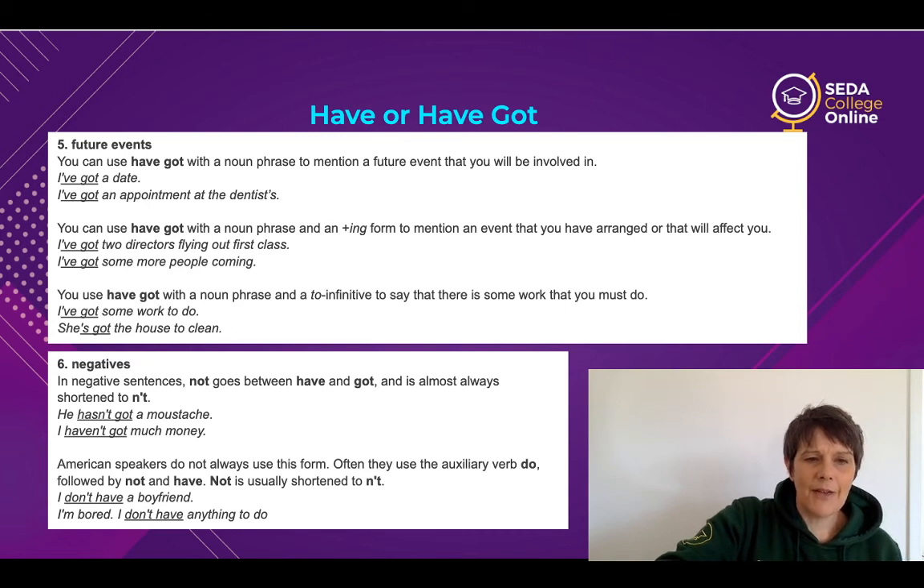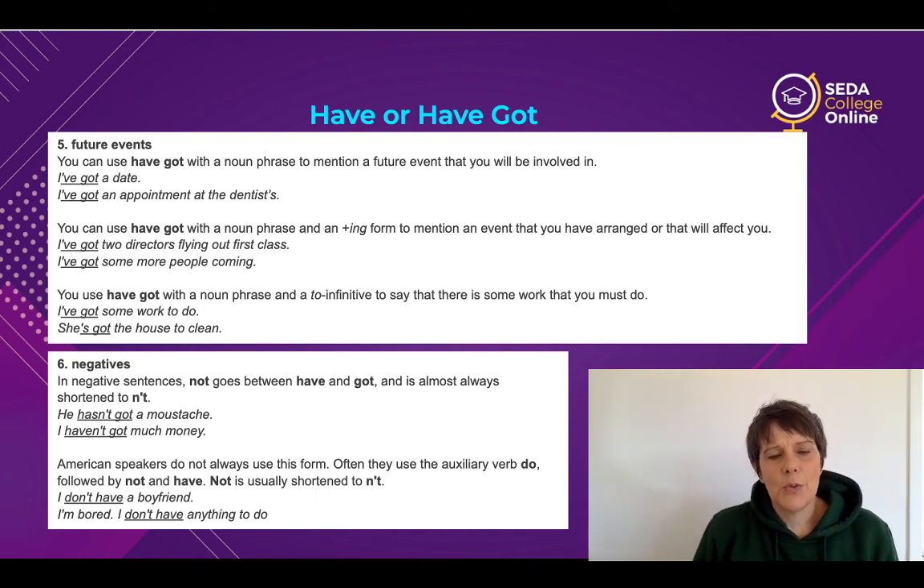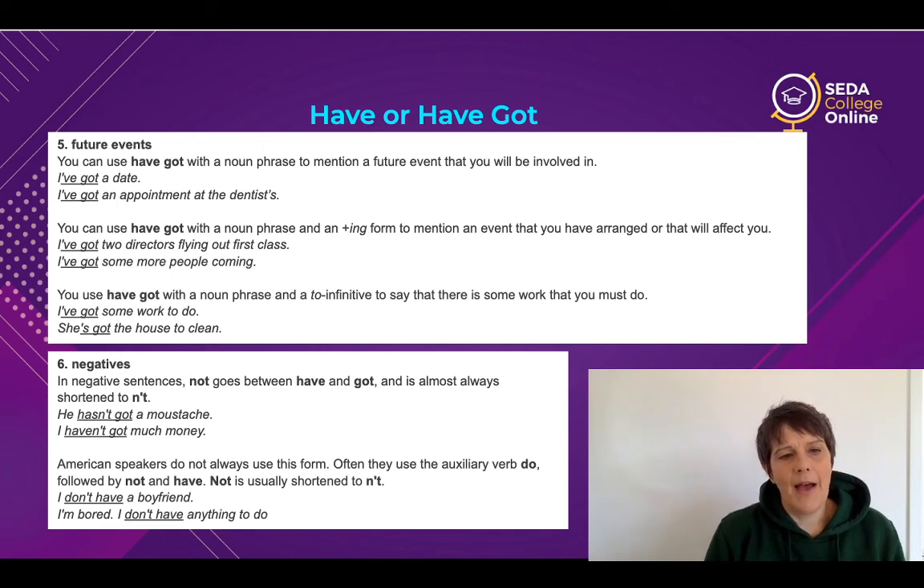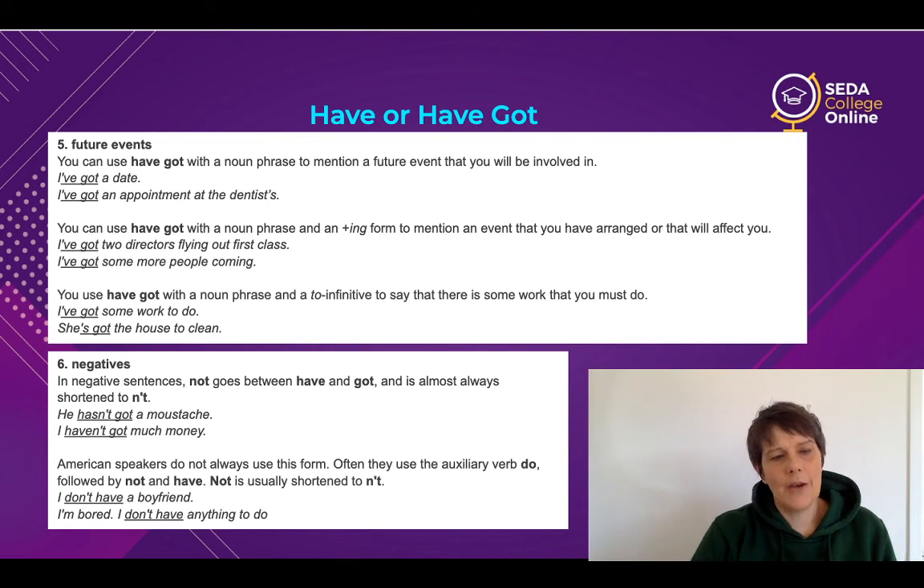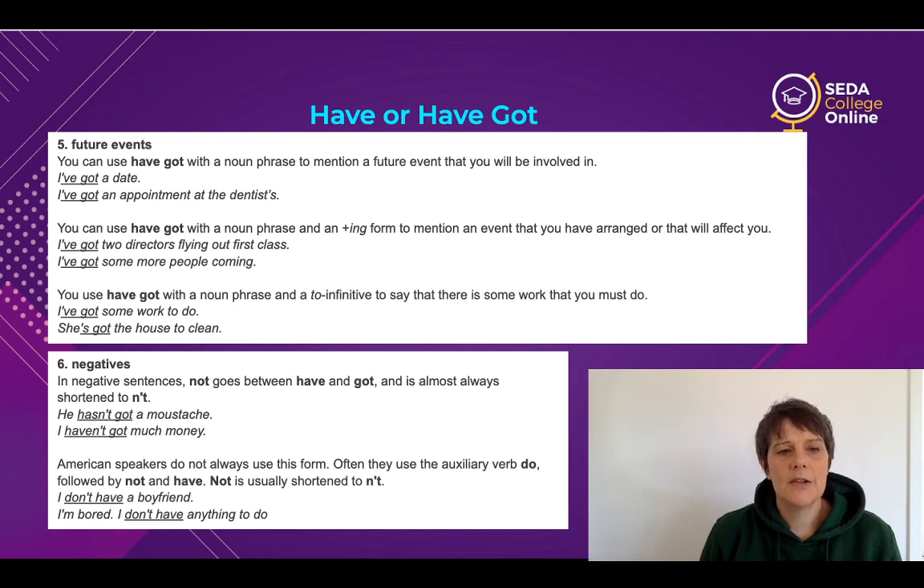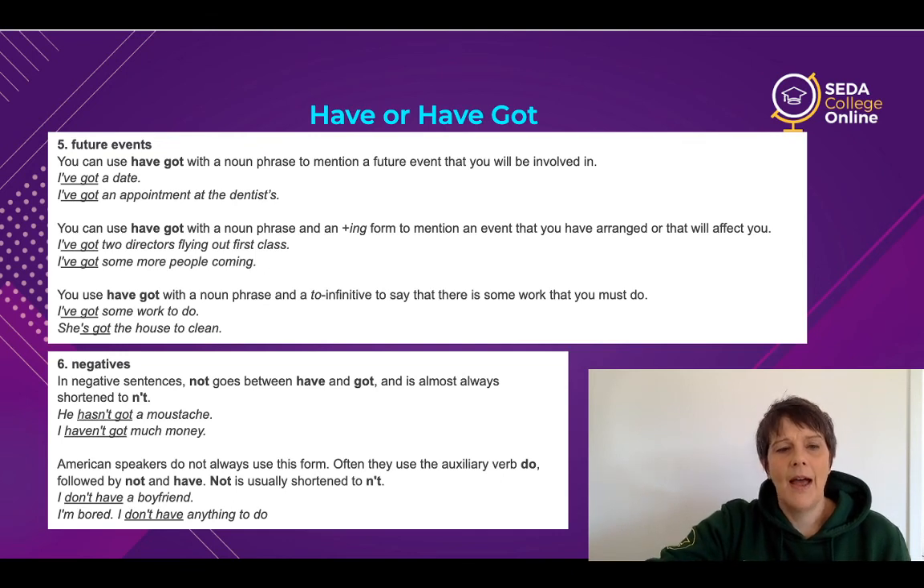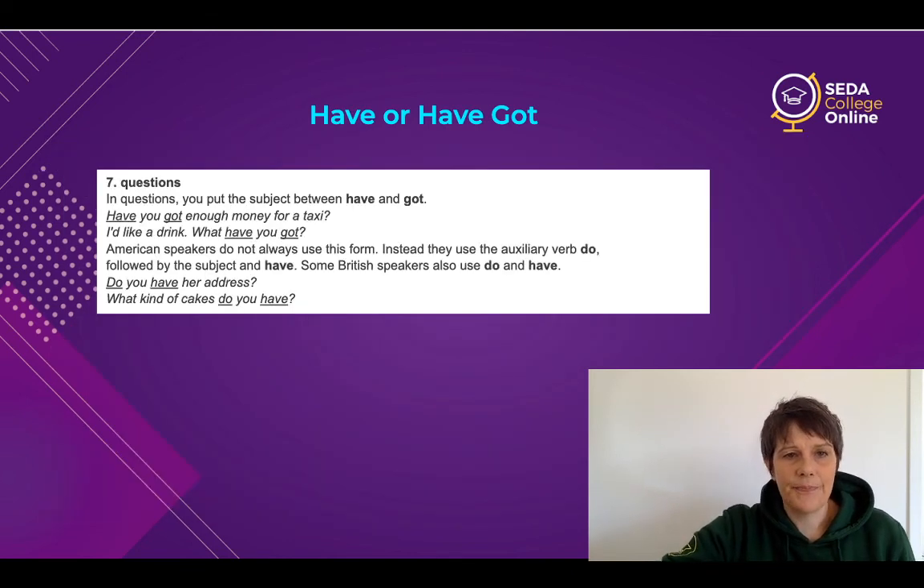You don't have a boyfriend, you don't do anything. The point, what we're trying to show you here, is that you don't contract the got form, you contract the have form. Whereas if you use the have, then with the do auxiliary, then you contract the do part and you leave the have strong, because you need one strong part of the verb so people know which verb you're talking about. So he hasn't got a moustache, he doesn't have a boyfriend. Hasn't got, doesn't have. So one contracted, one non-contracted. And either is possible to use.